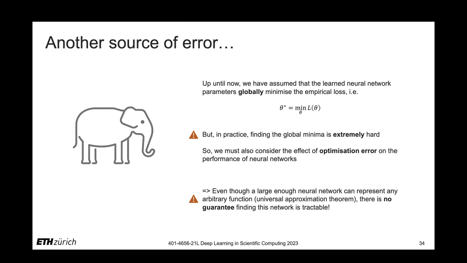But in practice, this is actually an extremely hard task in its own right. We don't really ever get to that loss function unless that loss function is very special, say it's convex or something. But in the vast majority of deep neural networks, it's not. So we have to consider another effect, the optimization error, on the performance of our neural networks. There's a kind of no free lunch here: neural networks can, in theory, approximate any arbitrary function, but there's no guarantee that actually finding that network is a tractable problem. That's a really important thing to understand.